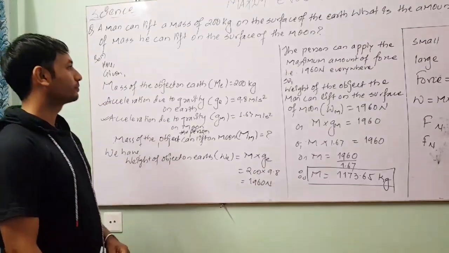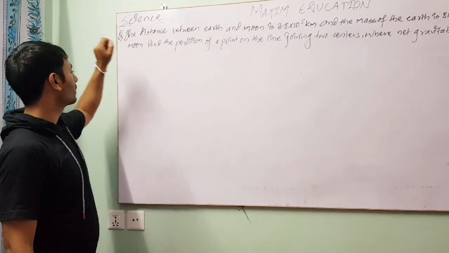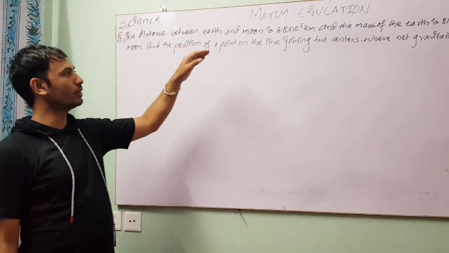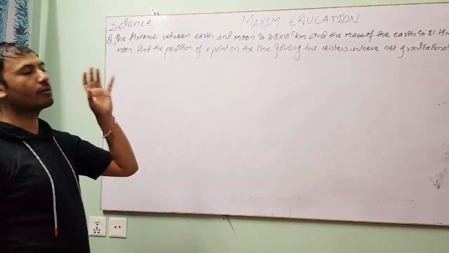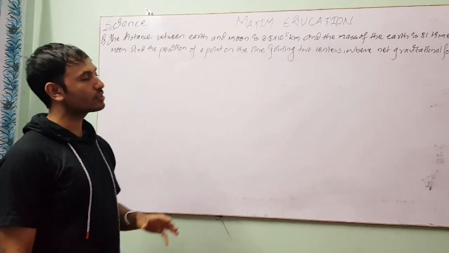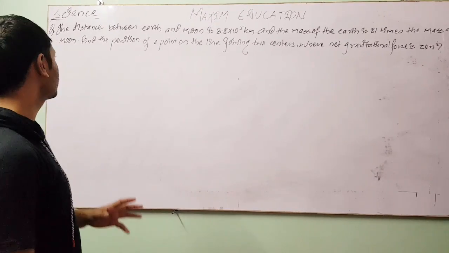Thank you. Another numerical problem here. Look, the distance between Earth and moon is 3.8 into 10 to the power 5 kilometer. And the mass of the Earth is 81 times the mass of the moon.